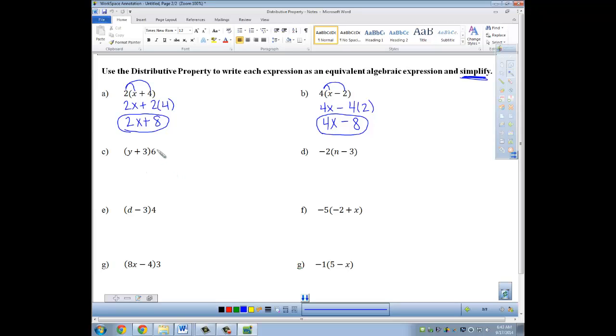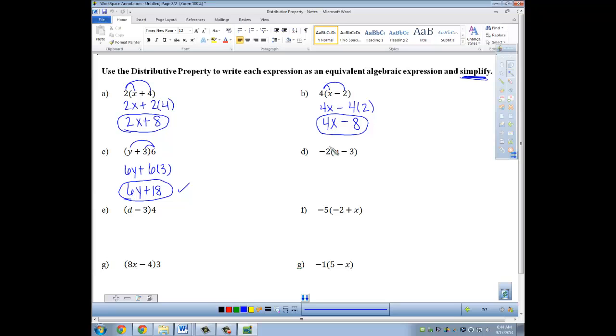Part C, my number is on the other side, but that's okay. I'm still going to distribute the number on the outside. So 6 times y is 6y. Bring down your plus sign, and then 6 times 3. So you get 6y plus 18. Some people may ask, well, can I do 6 times 3 over on the left and then 6y on the right and get 18 plus 6y? That's fine, but typically we write it with the variable first. So this is what I like to see.